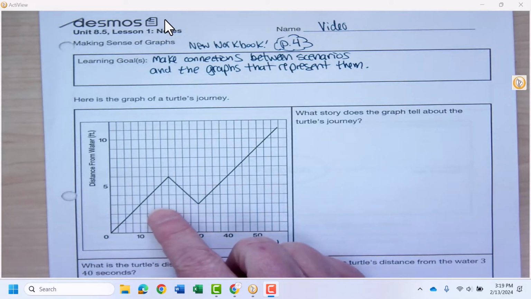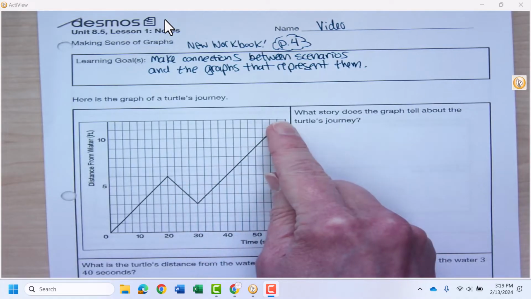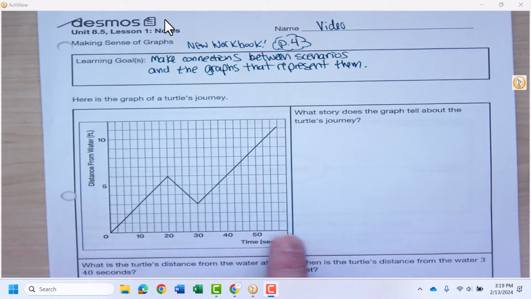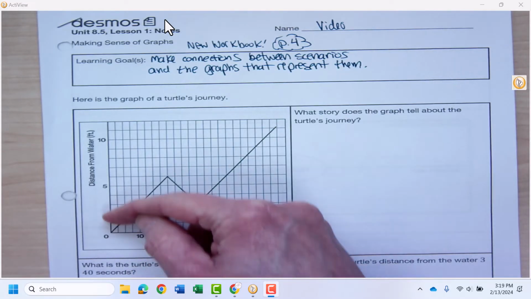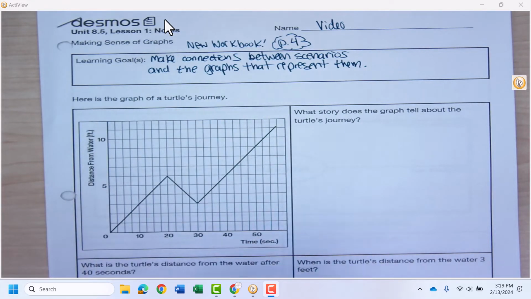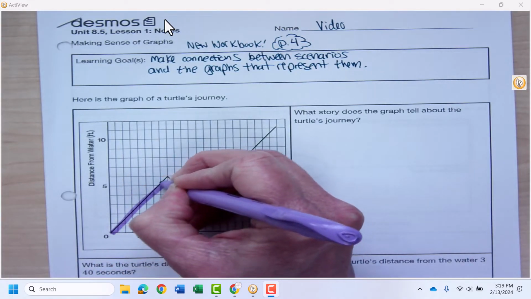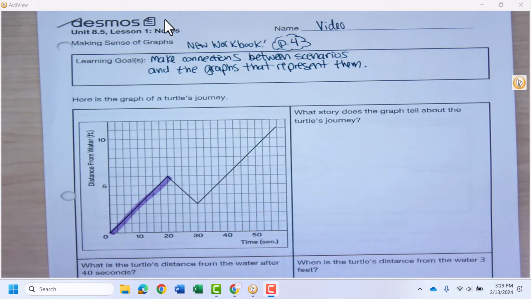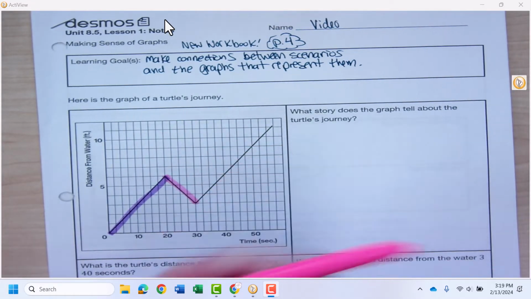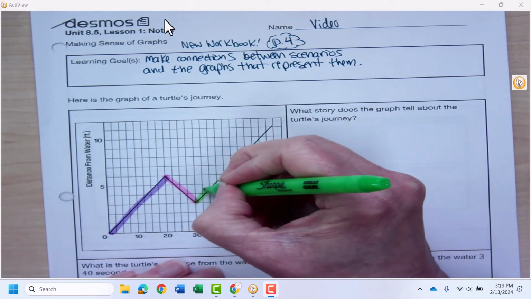So we can see that we have a graph here that goes up, then goes down, then goes up again, where the x-axis represents how long the time has been running, and the y-axis represents how far that turtle has crawled from the water. Now I'm going to highlight these in 3 different colors so it's easy to refer to the parts of my turtle's journey. We have this purple part, this pink part that's coming back down, and this green part that climbs back up again.